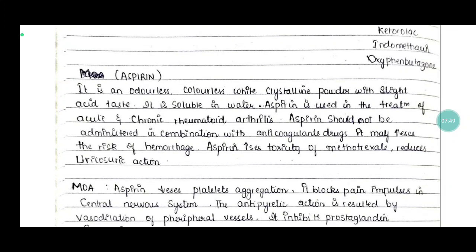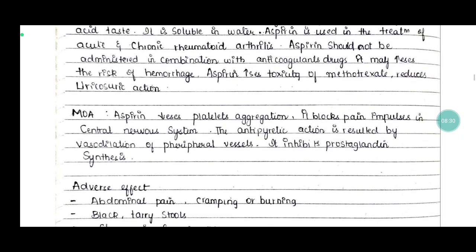And aspirin is an odorless, colorless, white crystalline powder which is slightly acidic in taste, and it is soluble in water. Aspirin is used in the treatment of acute as well as chronic rheumatoid arthritis. Aspirin should not be administered in combination with anticoagulant drugs, as it may increase the risk of hemorrhage. Aspirin increases the toxicity of methotrexate, which reduces the uricosuric action.